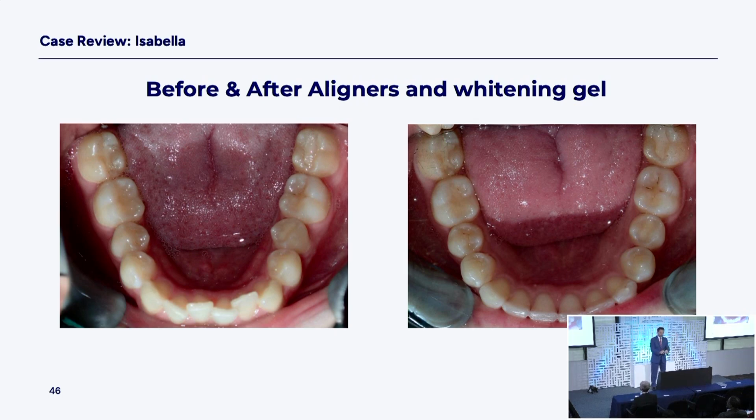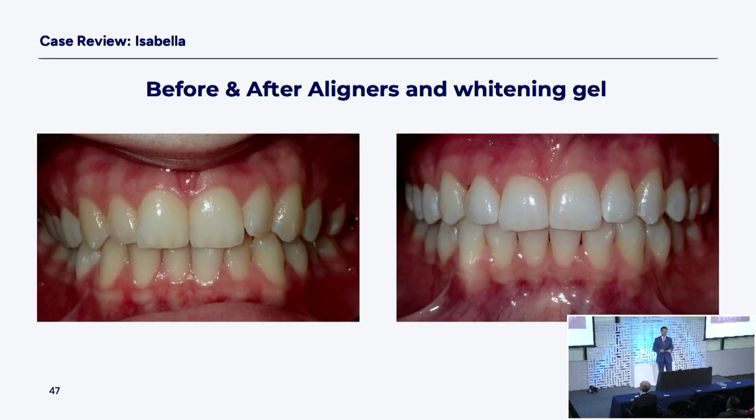But remember not to just stare at the front teeth. How about the back teeth? Look at the uprighting you got. You upright the back teeth. The molars are wider. The premolars are wider. The canines are wider. On the right side of the screen is where the teeth belong. All you're doing is moving the teeth where they belong. Very nice. Now the anterior view, looking good.